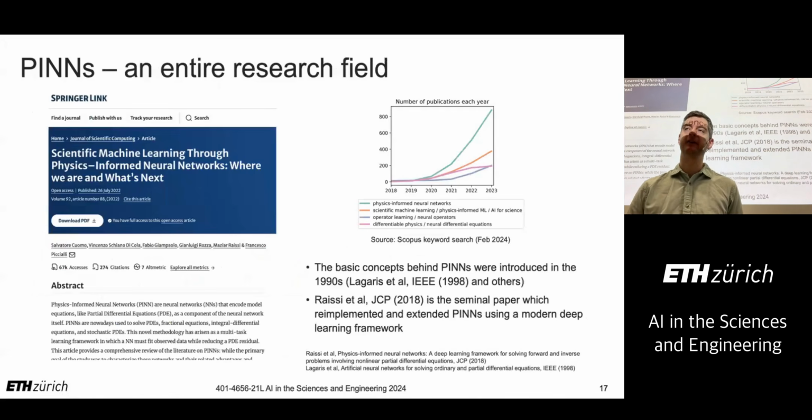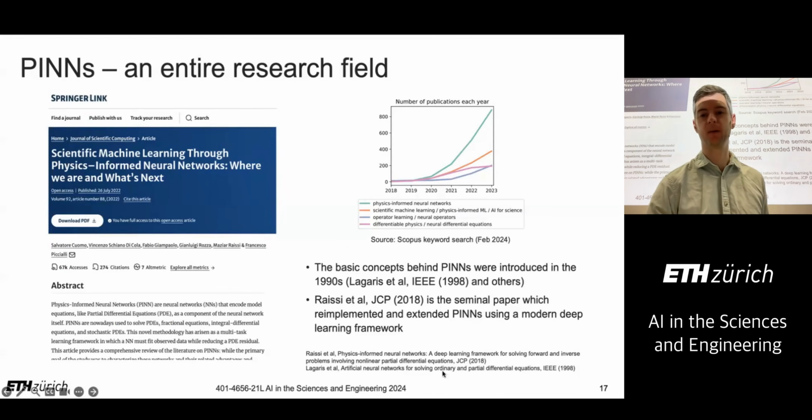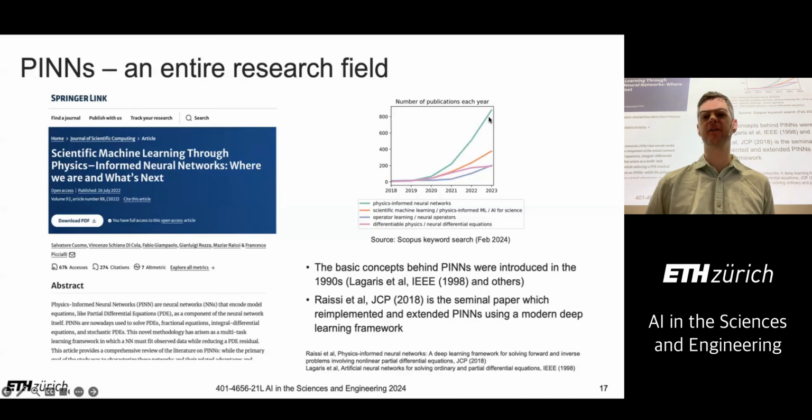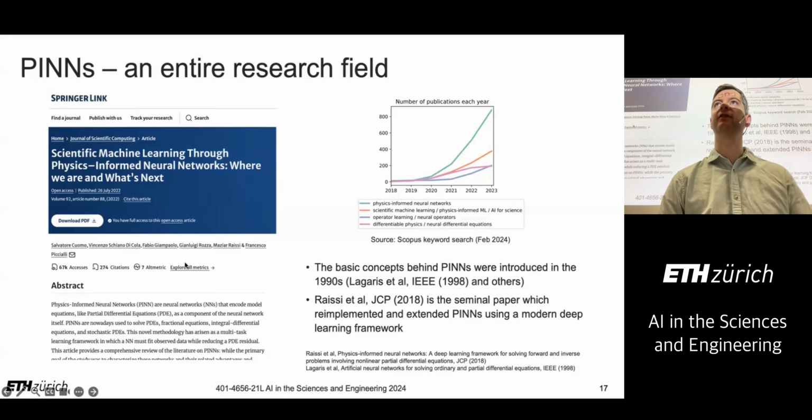So I've been hinting that PINNs is an entire research field by this point. If you look at the number of publications that have the keyword physics-informed neural networks in them, you can see that the amount of papers published on PINNs each year has been growing very, very quickly. It's a whole research field. There are so many extensions of PINNs, and we'll cover some of them in the lectures coming up.